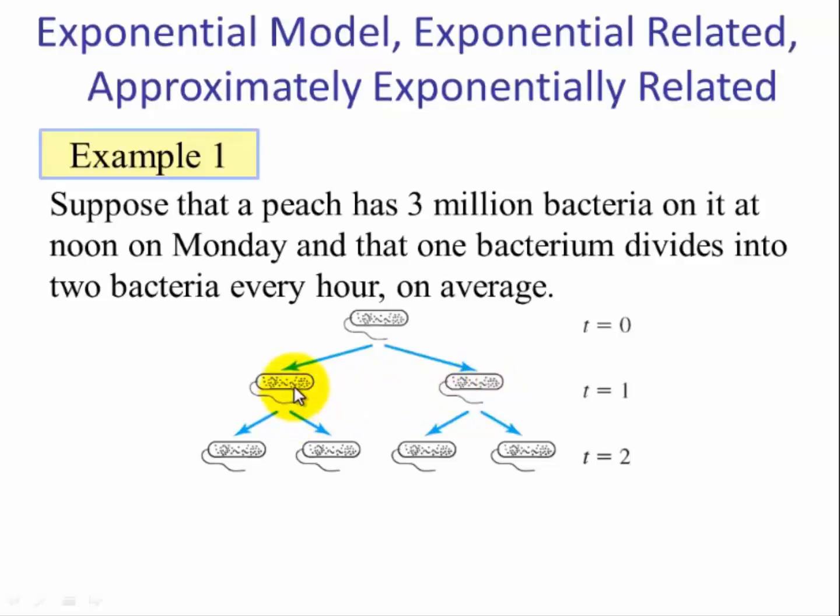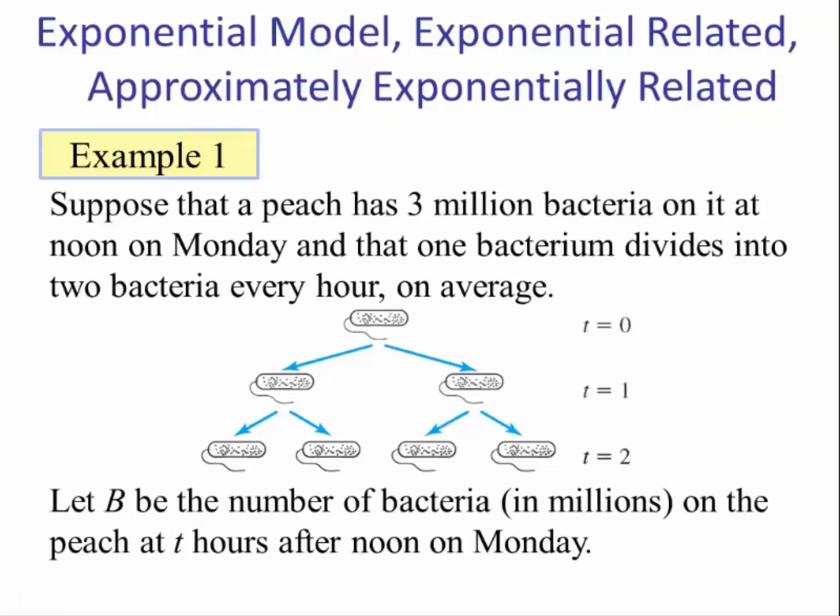Then an hour later, this one splits into 2, and this one splits into 2. The next hour, this one splits into 2, this one splits into 2, this one, and also this one. Let B be the number of bacteria in millions on the peach at T hours after noon on Monday. So our independent variable is T, the number of hours after noontime on Monday.